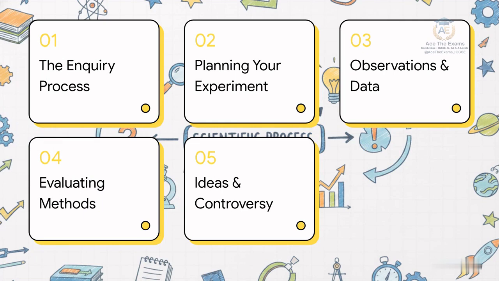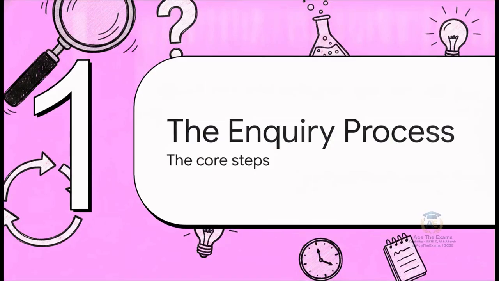So here's our game plan for today. First, the inquiry process. Second, planning your experiment. Third, observations and data analysis. Fourth, evaluating methods and errors. And finally, ideas, evidence, and controversy. Okay, let's kick things off with Section 1, the inquiry process, covering the core steps of literally any scientific investigation.